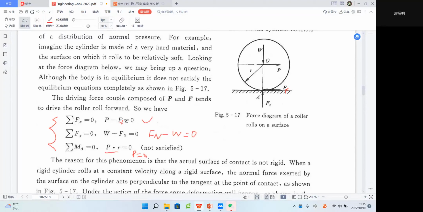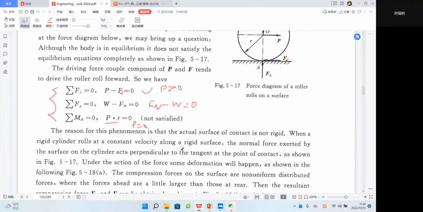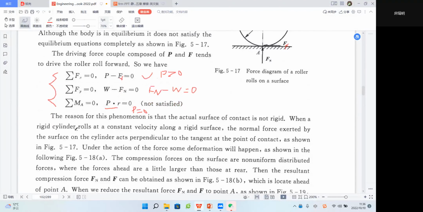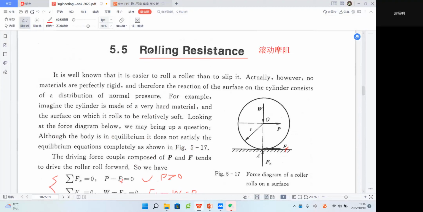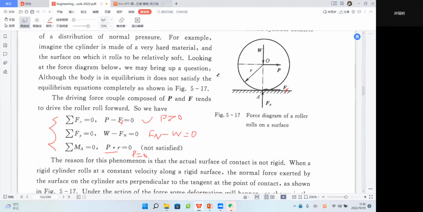So this P equals Ff will be greater than 0. Actually, P is the force applied by us, right? It's true, it's greater than 0. It has some value. So that means it's not correct. So why? The reason is that there is also some kind of rolling resistance. You can say this P and this Ff form a moment couple along the CW direction, right?